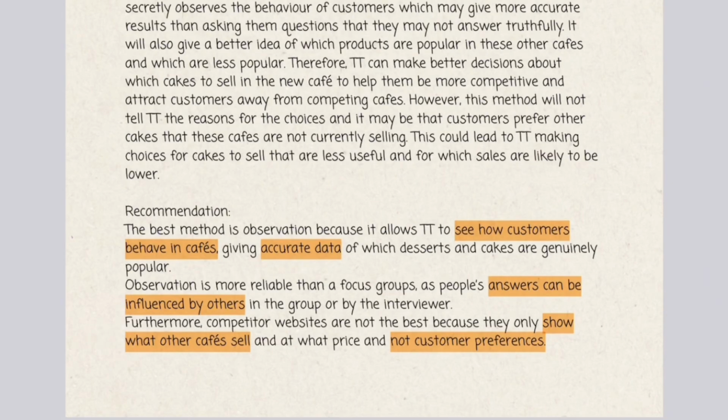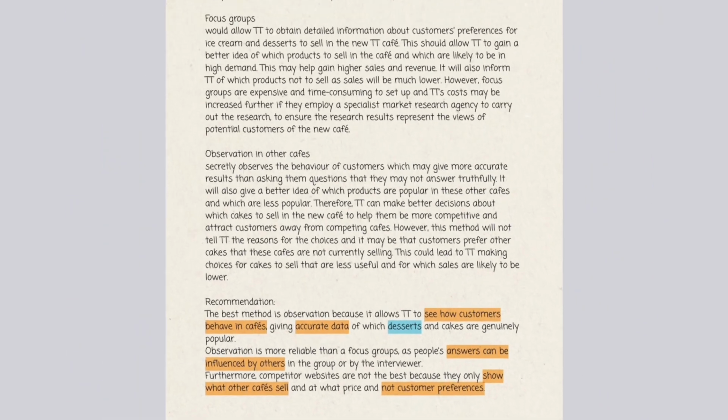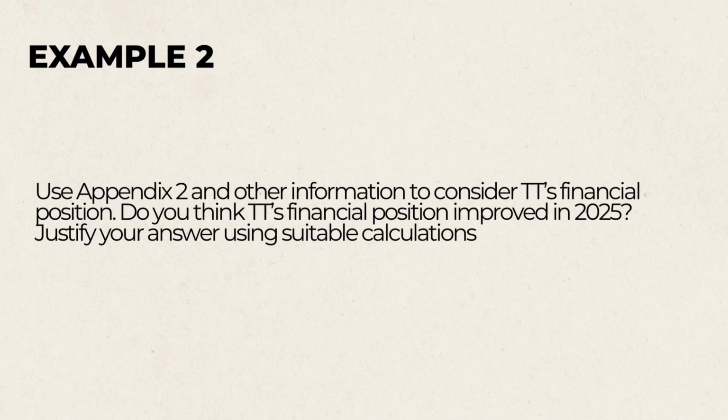customer preferences. And with an application in the analysis, which is cafes, and an application in the recommendations, which is desserts, this script has now been upgraded to a 12 out of 12. Let's have a look at another example.